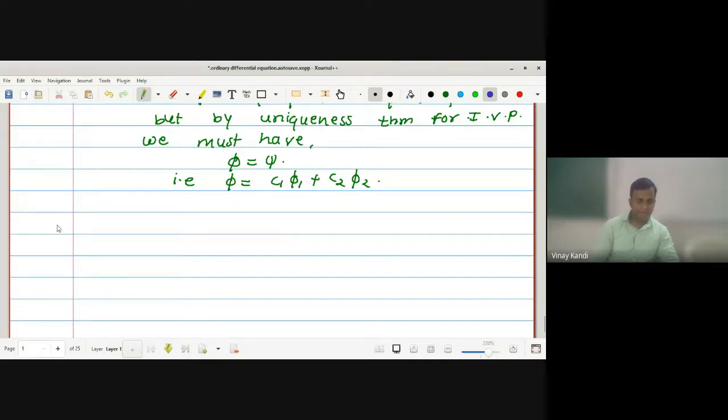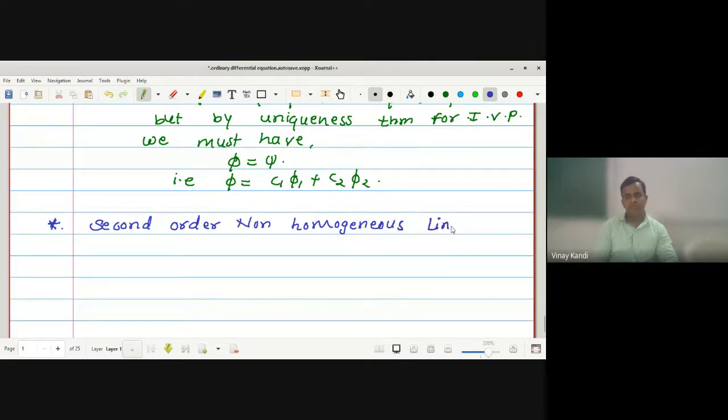Now, the next part is the second order non-homogeneous linear differential equation.